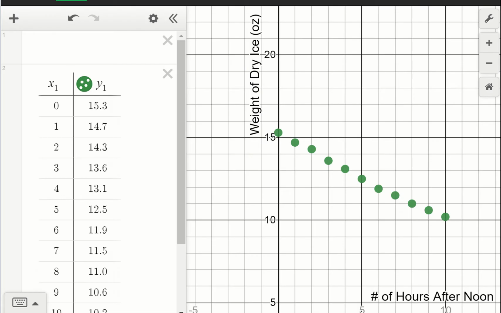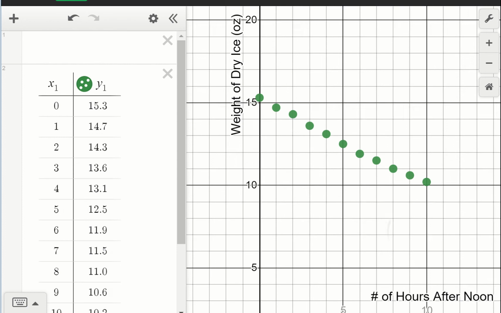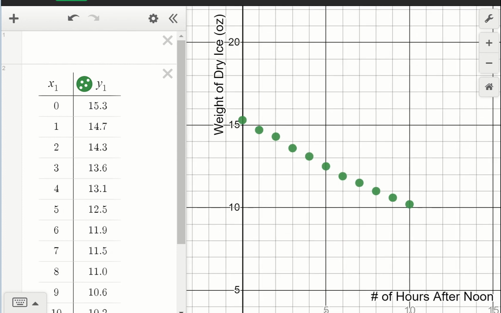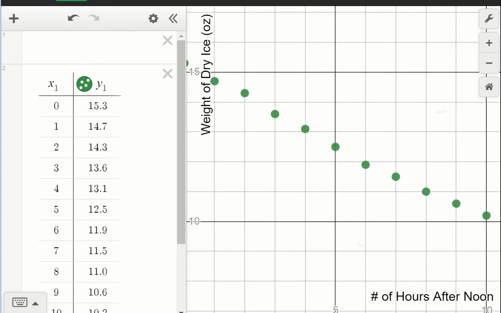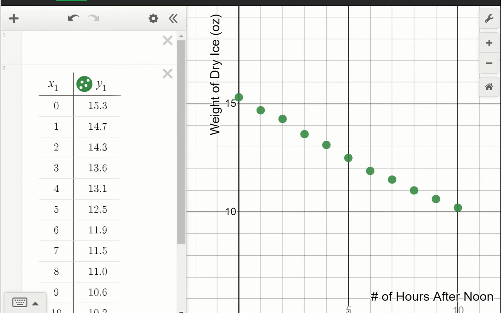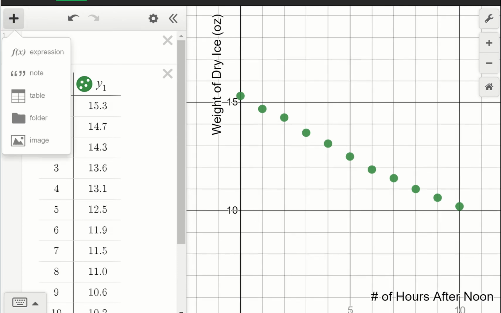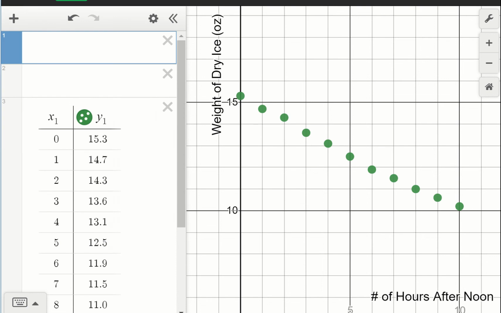When I follow the link, I get this data set typed into the left and the scatter plot off to the right here. The scatter plot, at first glance, does appear to be linear. And if I was to find the line of best fit, I'm going to go ahead and add an expression.